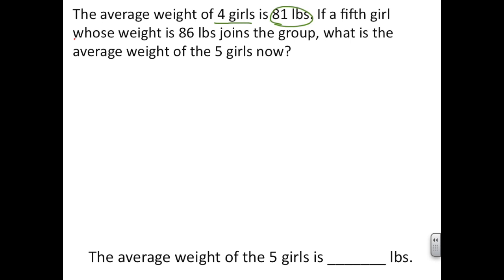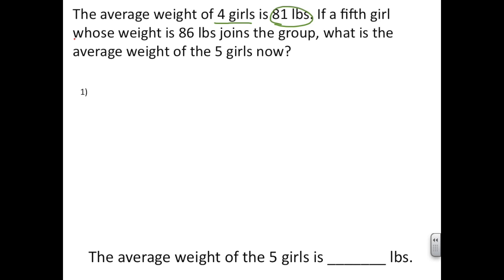So I'm going to need to begin by finding out what is the total weight of those 4 girls. Then I'm told what the 5th girl weighs, so I can add that to the total to find out the total weight of the 5 girls. And then, when I have the total weight of the 5 girls, I can then find the new average.